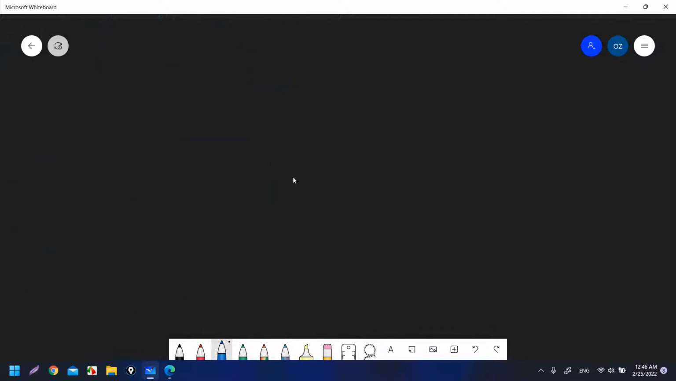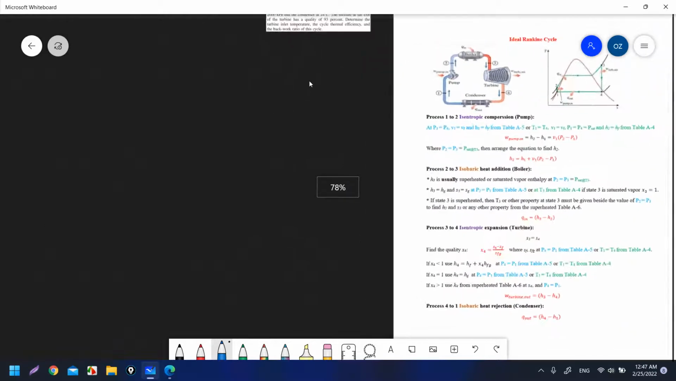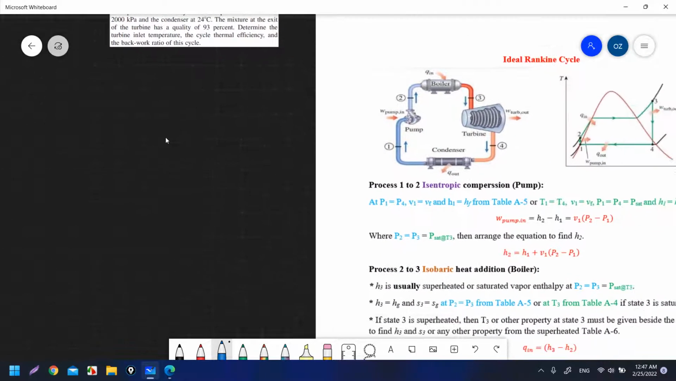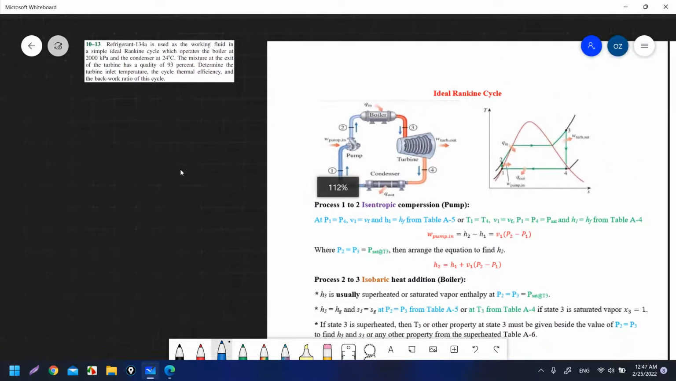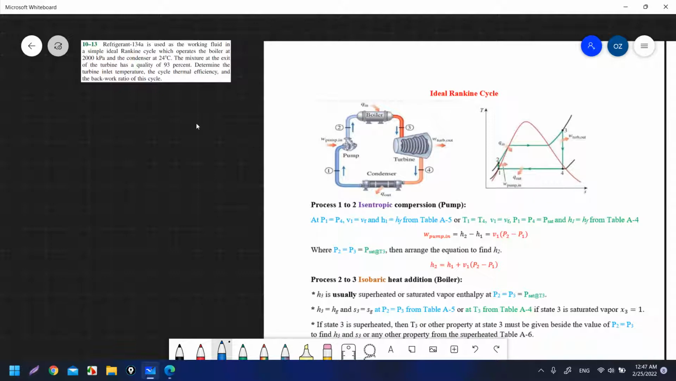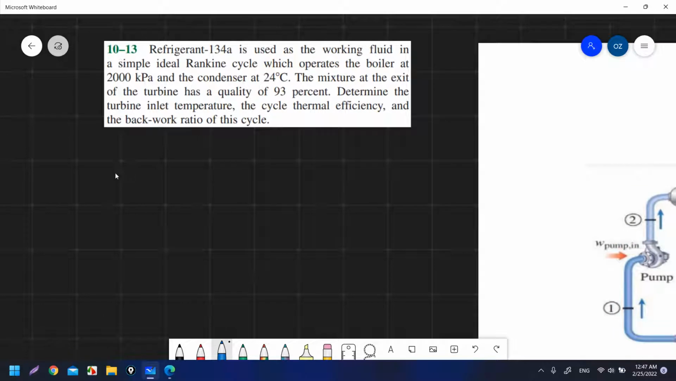Let's move to the another question. It is refrigerant now. As you can see that I wrote here A5. I think I will change it to also include the T12 if it is refrigerant. But let's see. We have refrigerant R134A used as the working fluid in a simple ideal Rankine cycle. Okay, so it is the working fluid. We don't have steam, so we'll use the tables from table A11 to table A13.